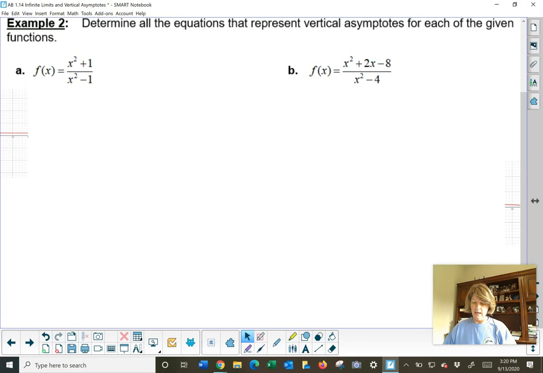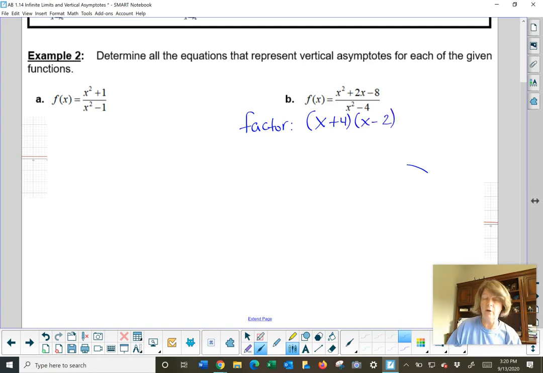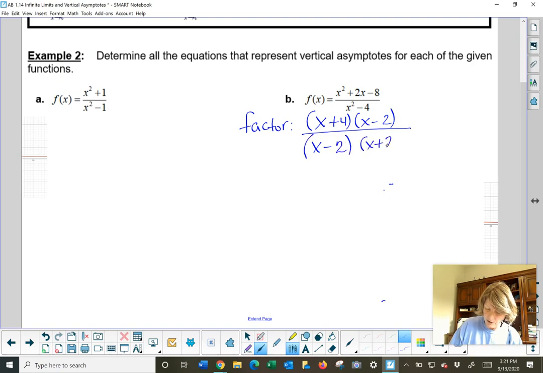For B, my function looks like it could be factored up on top, and the bottom definitely can be factored. So let's do the factoring. Factoring always gives us a little bit clearer idea of what to expect. So we are going to factor, and that factoring is going to be an x plus 4 and an x minus 2 for the numerator. On the bottom, we will have an x minus 2 and an x plus 2.